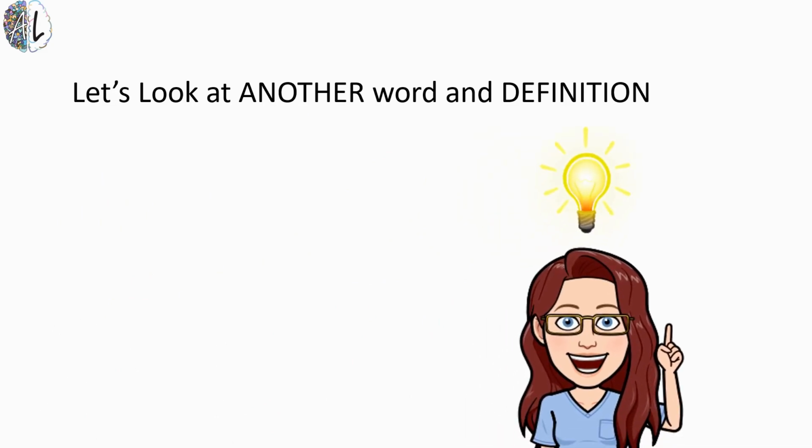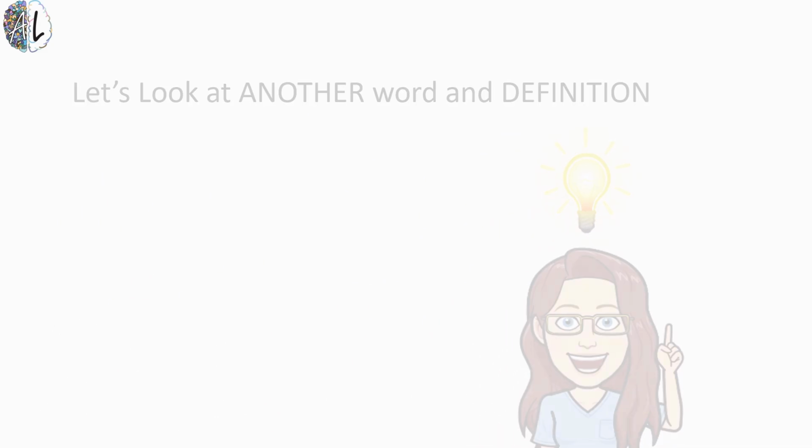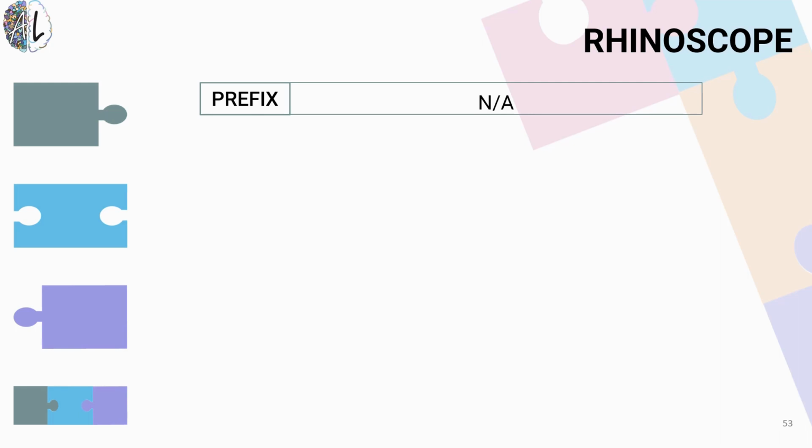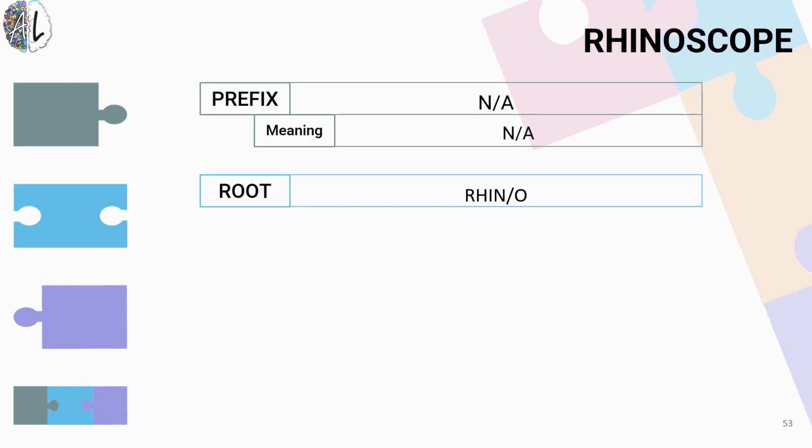All right, let's look at one more. Rhinoscope is the new term. Rhinoscope. So go ahead and take a moment, pause the video if you need to, and see if you can break this word down and define it. Okay, so we have no prefix here again. And we do have a root term, rhino. So rhino referred to the nose.